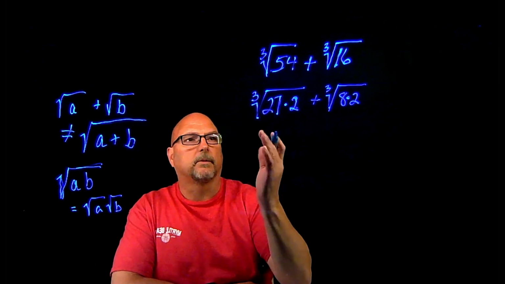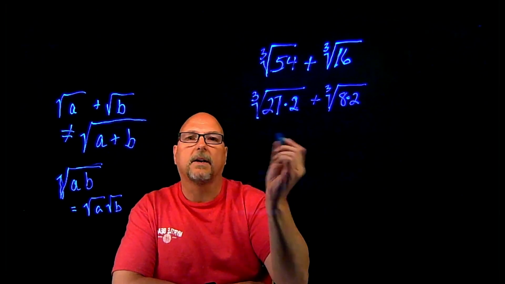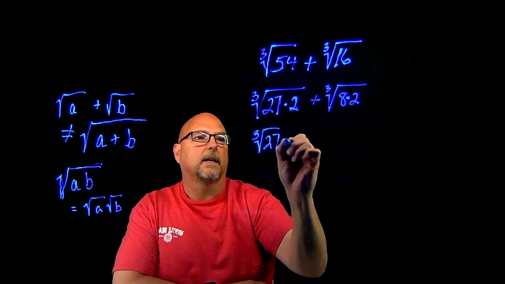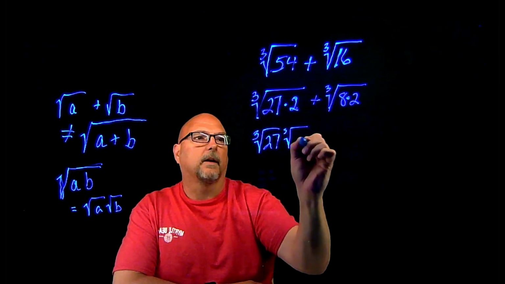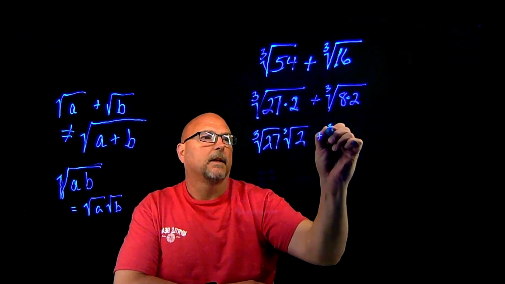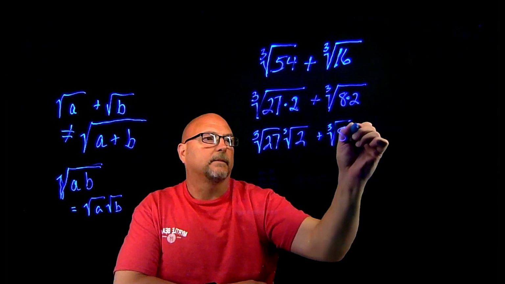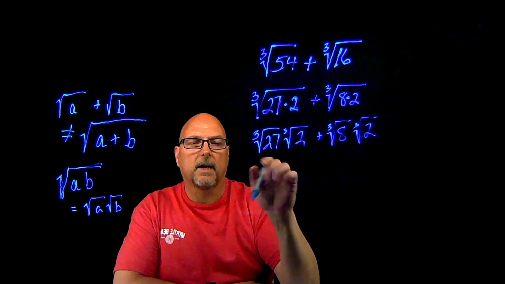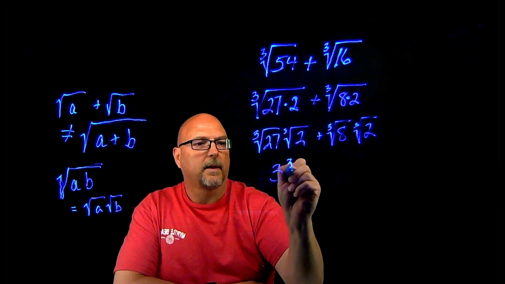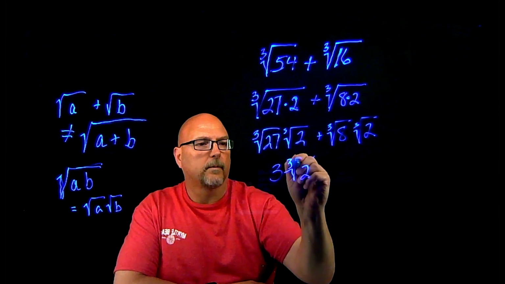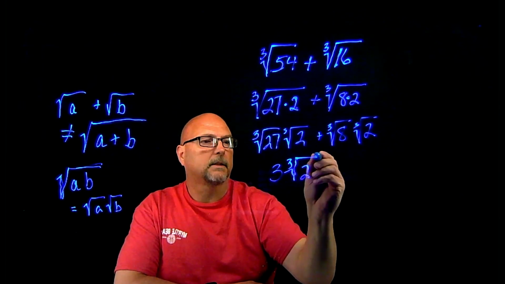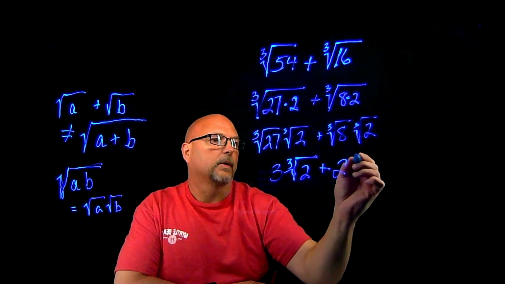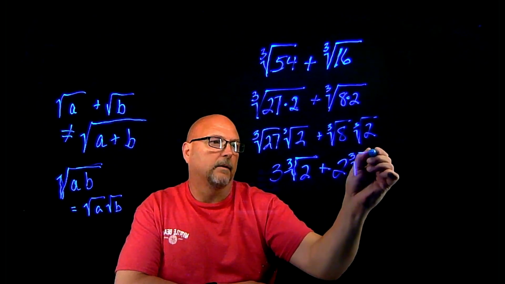So here's what we'll do. We'll break this up again using this property here. So cube root of 27 times the cube root of 2 plus the cube root of 8 times the cube root of 2. So now I have a perfect cube right here. That becomes 3 times the cube root of 2 plus, let's see, this becomes 2. 2 times the cube root of 2.